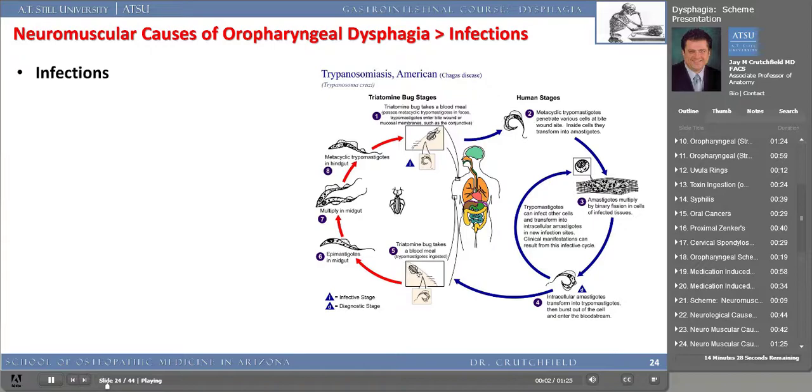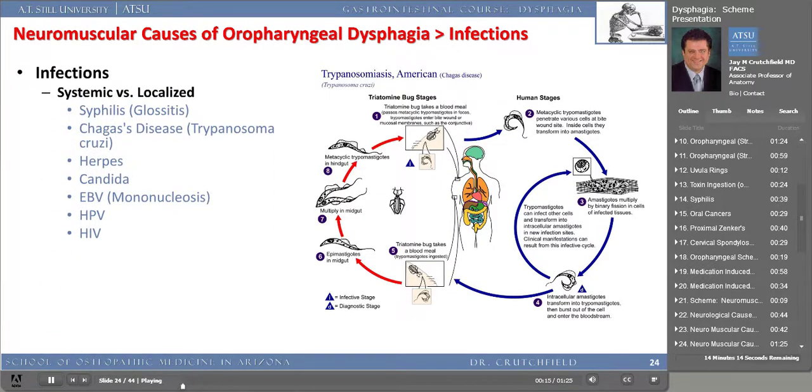If you look back at the scheme, we probably should have a box for infections as a cause of dysphagia. The infections and their side effects, for example, can cause strictures or burning or odynophagia. These can all usually be seen as a cause of oropharyngeal dysphagia, and we've mentioned some of these. For example, syphilis, which is a systemic disease, can cause a glossitis. You saw pictures of that. Chagas disease does not cause painful swallowing, but does cause difficult swallowing. Herpes and candida, Epstein-Barr virus, and mononucleosis all can cause painful and difficult swallowing. HPV infections, and of course HIV, can cause oropharyngeal dysphagia.